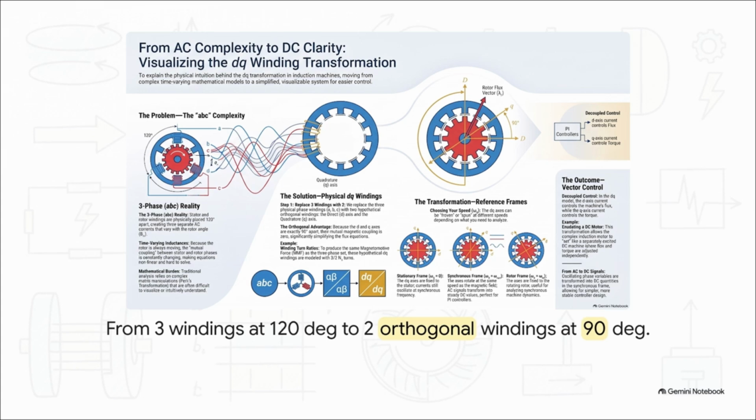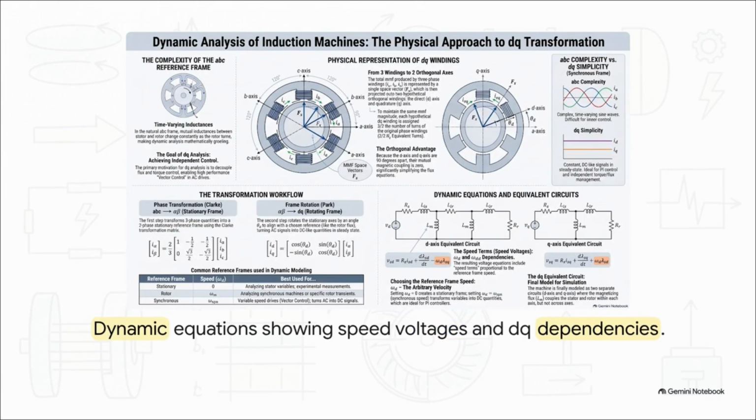And because those direct and quadrature axes are exactly 90 degrees apart, guess what? Their mutual magnetic coupling is 0. Boom! We have completely eliminated the mutual magnetic coupling that makes AC machines such a headache to control, and we've turned complex AC signals into pure DC clarity. And as you'll see, this geometry directly translates right into our equivalent circuits.